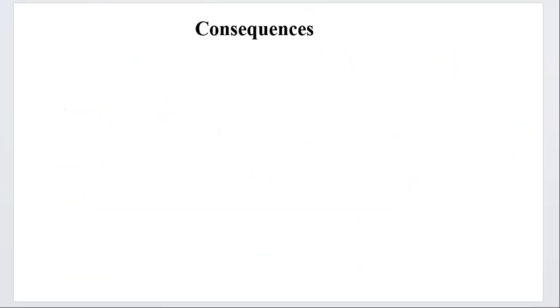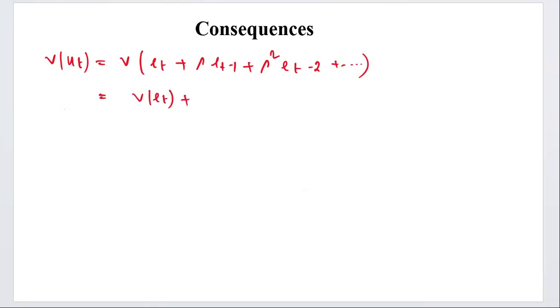Now, how do you find the variance? Let me do it. Variance of u_t. Variance will be simply the variance of e_t plus rho e_{t-1} plus rho squared e_{t-2} plus so on and so forth. Take the variance individually: variance of e_t, plus rho squared times the variance of e_{t-1}, plus rho to the power 4 times the variance of e_{t-2}, so on and so forth, right? Now, what will be the variance of e_t? As I have told you, again, this follows the CLRM assumption, so it will be a constant. e_t is homoscedastic, basically.